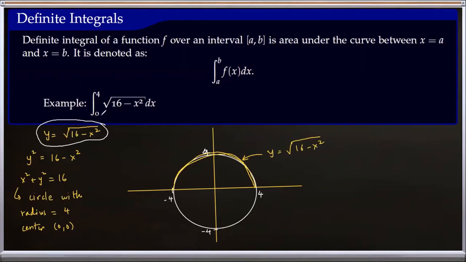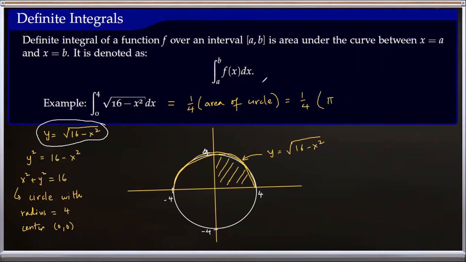And the integral we are looking at is from 0 to 4. The limits of integration are from 0 to 4. So we are looking at this area, just that area. So now we can find the area of this region. This region is simply a quarter of the area of a circle with radius 4. So this will be 1/4 pi.